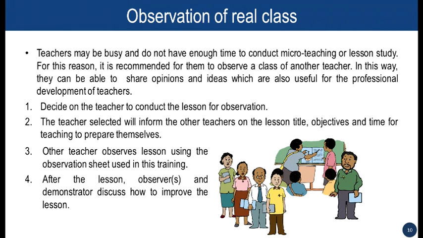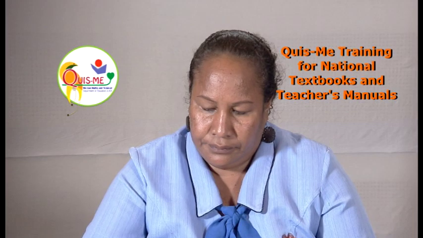1. Decide on the teacher to conduct the lesson for observation. Number 2. The teacher selected will inform the other teachers of the lesson title, objectives, and the time for teaching to prepare themselves. Other teachers observe the lesson using the observation sheet used in this training. After the lesson, observers and demonstrator discuss how to improve the lesson.